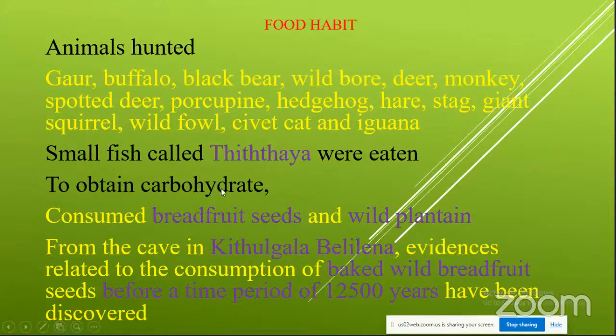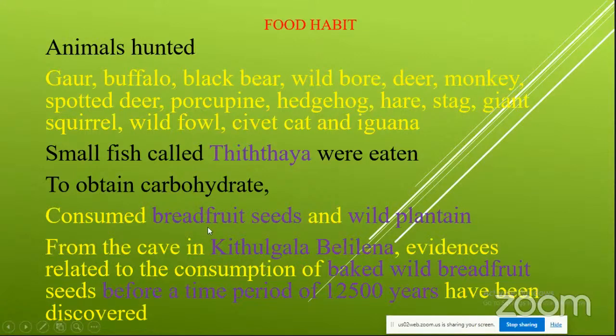Even carbohydrate is something that is needed as a food. So for that they have to use what? Not the animals, but they have to use plant food items. So what are the plant food items that they have used? They consume breadfruit seeds and wild plantains as the main two types of source of carbohydrate.